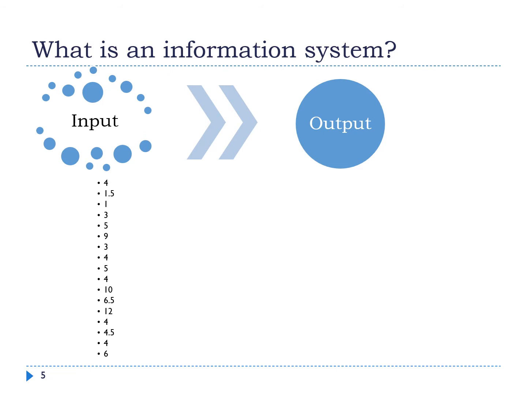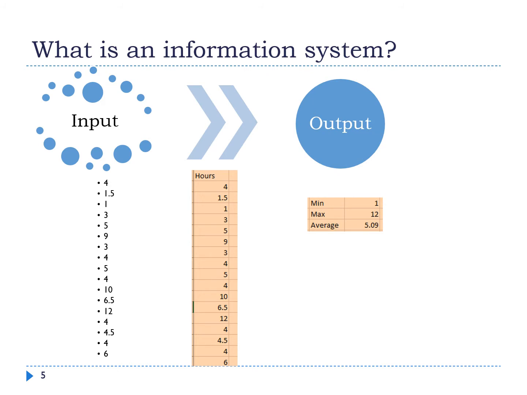I then processed the data by giving the data column a name as hours and calculated minimum, maximum, and average value. And the output is minimum hour is 1 hour, maximum hour is 12 hours, and the average is 5.09 hours. That is to say, on average, the students are willing to spend about 5 hours on this course. By the way, I think you may need to spend about 6 to 8 hours per week for this course.